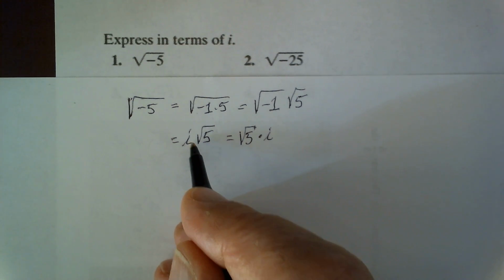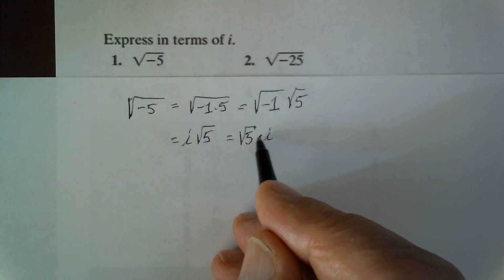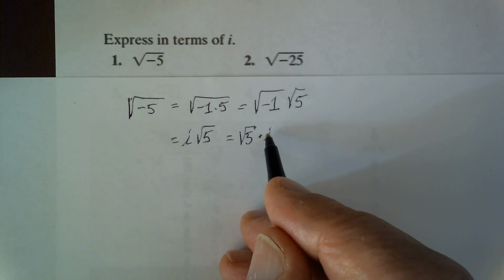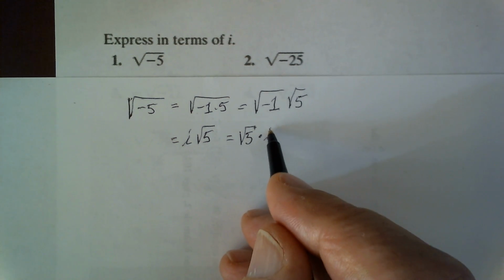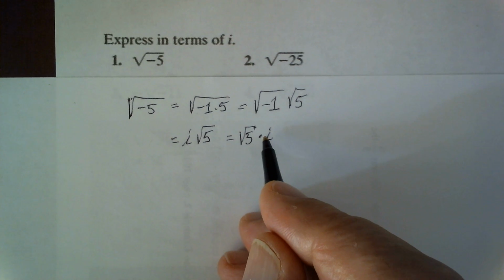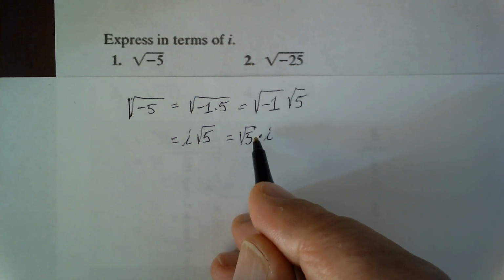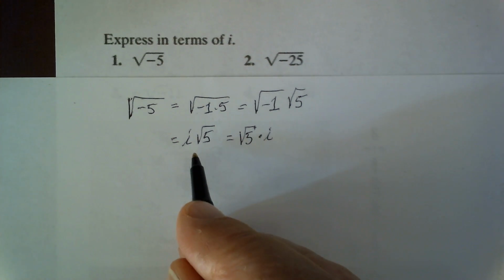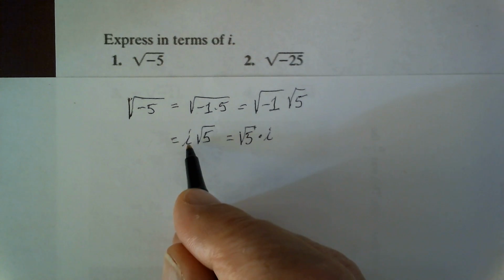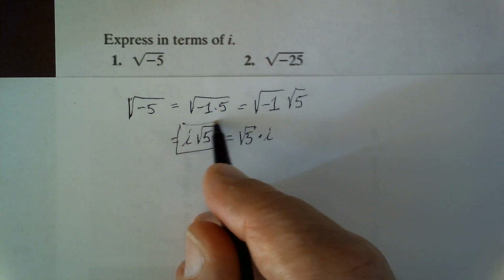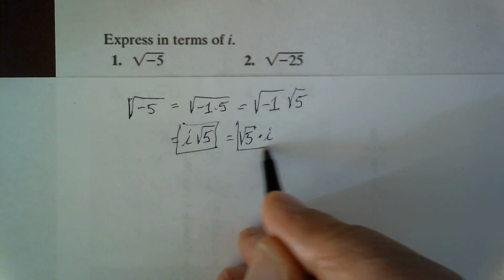It's safer to write it this way, but it is more normal to write the number first and then the i, like a variable, but of course it is not a variable, it is just a letter. So this would be more normal to write, but this is safer to write. Anyway, we can write it this way, or we can write it the other way.